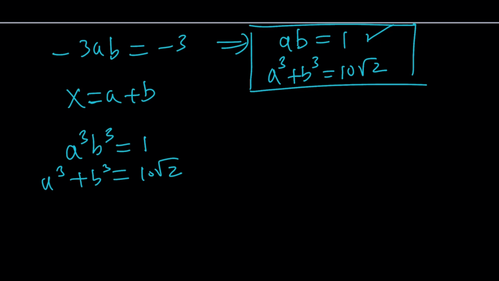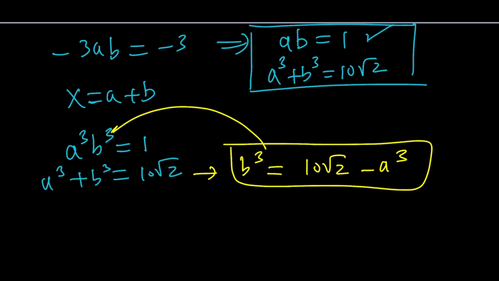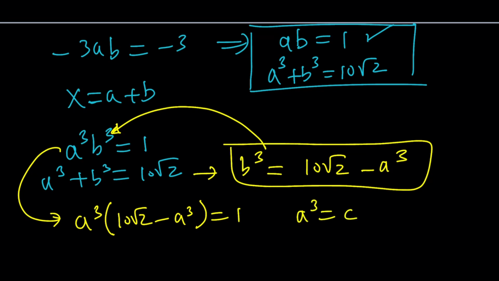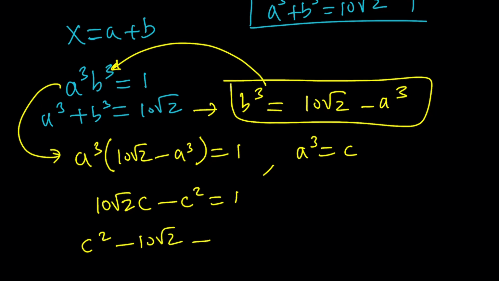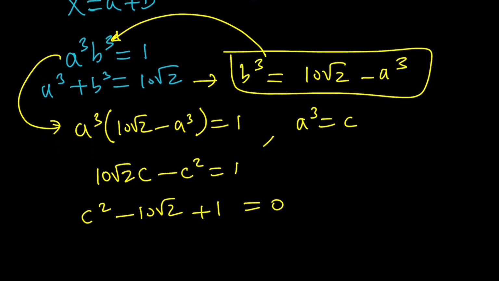If you go ahead and isolate one of these, for example, from the second equation, I can isolate b cubed and then substitute that into the first one, and that's going to give me a cubed times (10 root 2 minus a cubed) equals 1. And then if you set a cubed equal to c, then you'll get a quadratic equation, because this is going to become 10 root 2 c minus c squared equals 1, and then c squared minus 10 root 2 c plus 1 is equal to 0. This is kind of funny, because we were talking about two numbers whose product is 1 and whose sum is 10 root 2. This is exactly, by Vieta's formulas, the equation that satisfies those conditions.